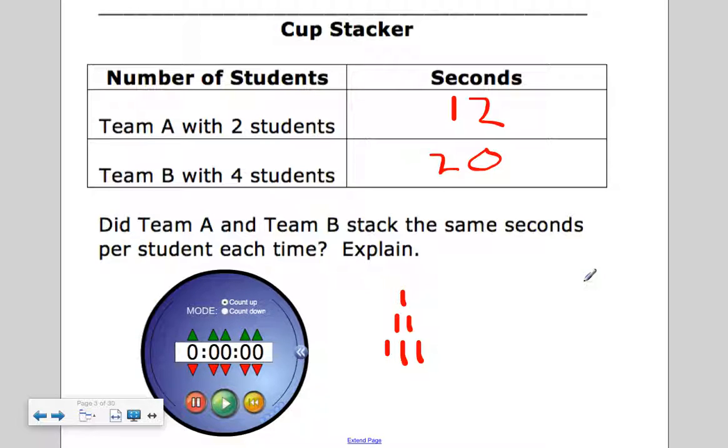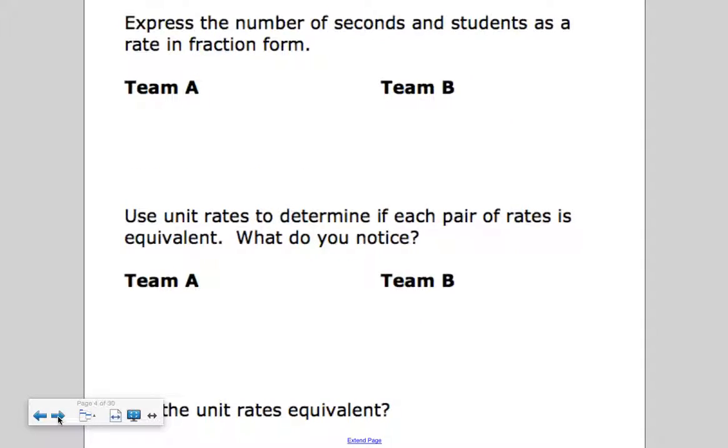Before we look at the mathematics, let's try to make some predictions here. If 2 students stacked in 12 seconds, that means each student took about 6 seconds. If there are 4 students in Team B and it took them 20 seconds, how long did it take each student? Per student, for every 1 student? About 5 seconds per student. Wow. Team B is faster than this one. So let's do the mathematics on this.